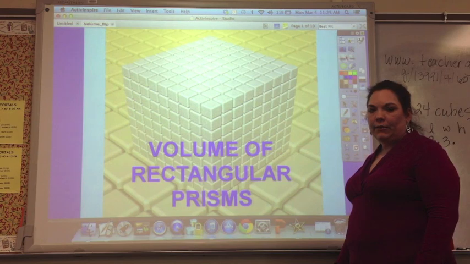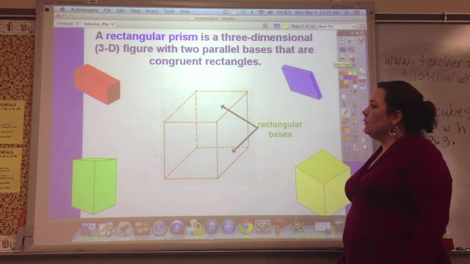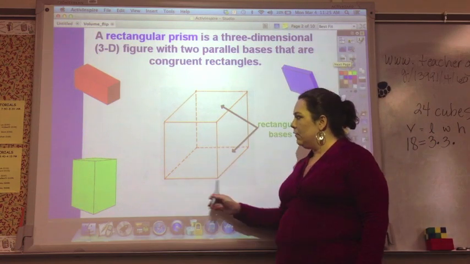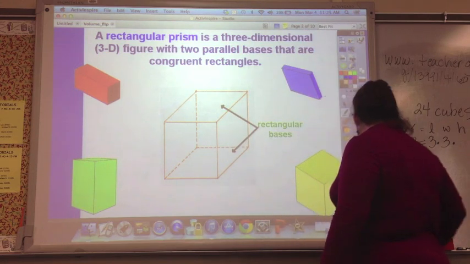Okay, so today we're going to be learning about the volume of a rectangular prism. A rectangular prism is a three-dimensional, 3D figure with two parallel bases that are congruent rectangles. So this rectangle matches this rectangle, and the only difference is the height.